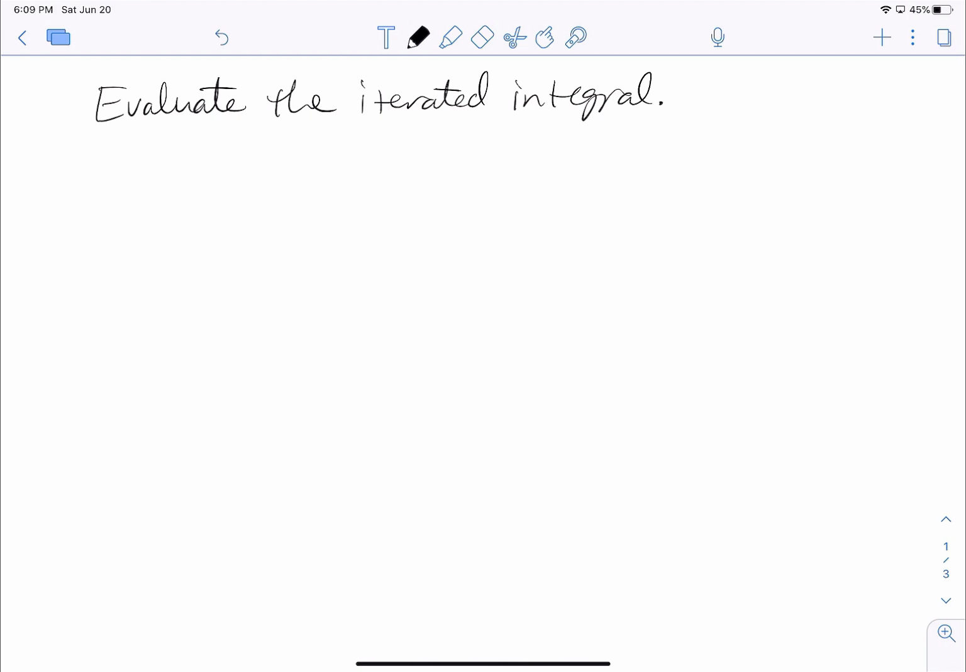Evaluate the iterated integral. We're looking at the integral from 0 to 2 of the integral from 0 to y squared of x squared y dx dy. This is given as a type 1 integral, but I really don't usually talk about type 1 and type 2. There will be a time in a future chapter where we're going to see some of that, but not really right now. I just care that you can do the work.